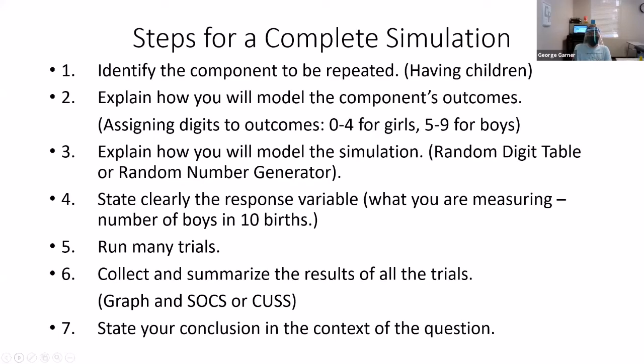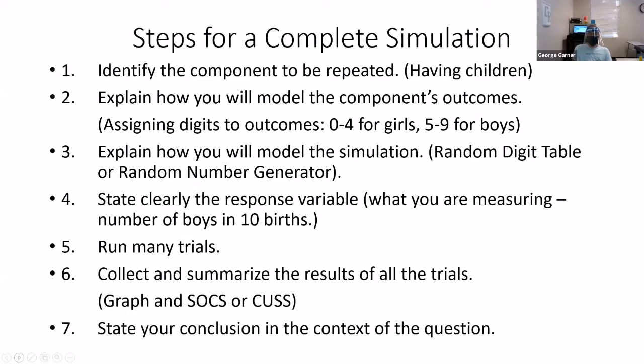So state clearly what we're measuring. Maybe we're interested in the number of boys we can expect in 10 births. Then you have to run many trials to overcome that haphazard appearance that you get from individual outcomes, to start seeing what the true values are.